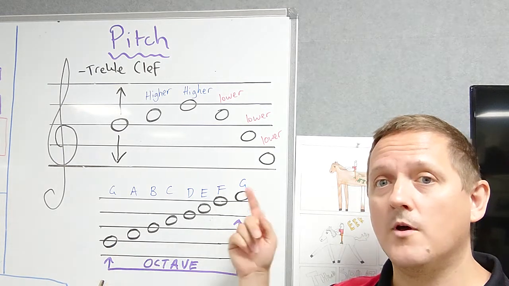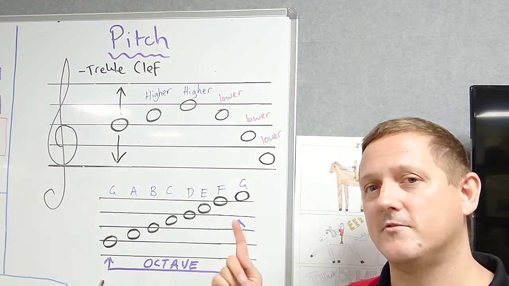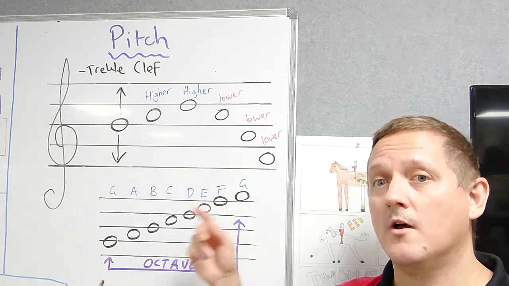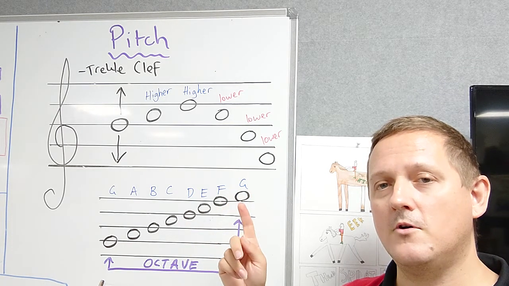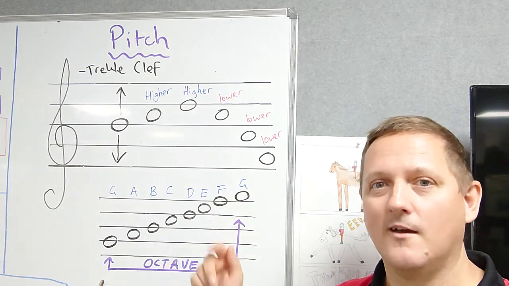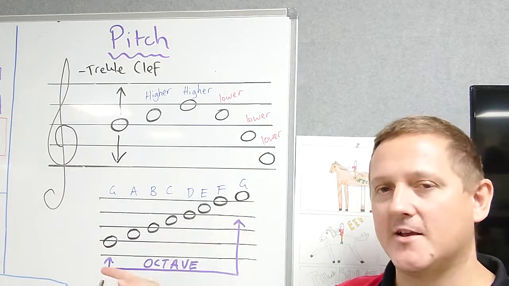Somewhere over the rainbow. That first two notes is actually an octave. Somewhere over the rainbow, skies are blue.